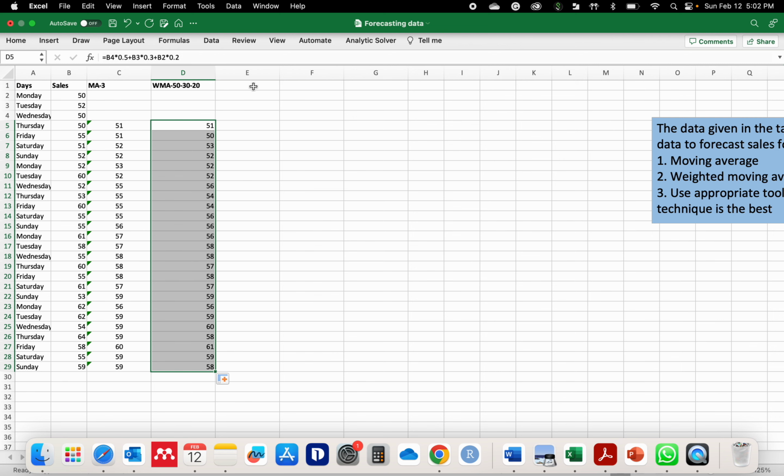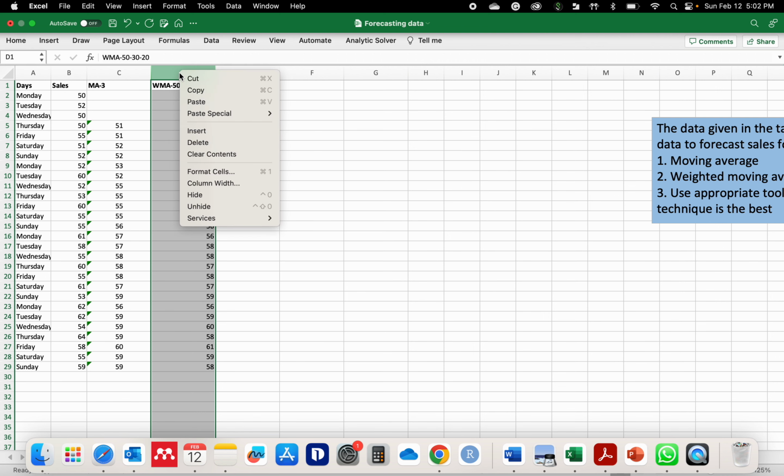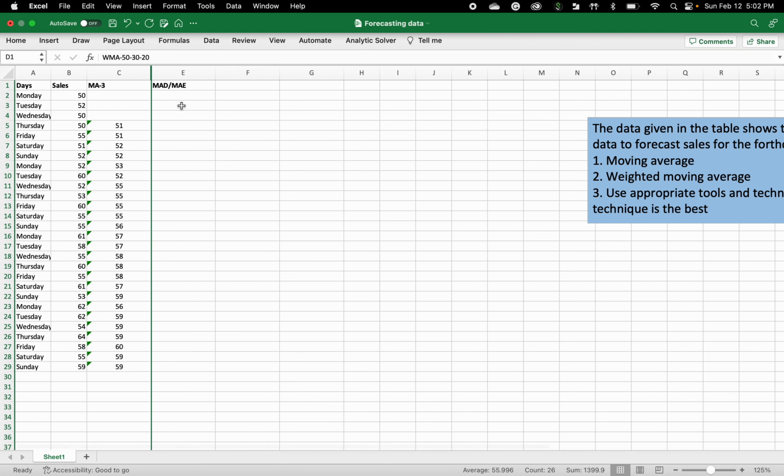Okay, now there is another thing that's called mean absolute deviation, or sometimes it's also called mean absolute error. Now in this one, the first thing I do is that I would like to hide this column because I'm not using this column right now. So I will hide this column, and I will right click on this one and click on hide. So this is hidden now.